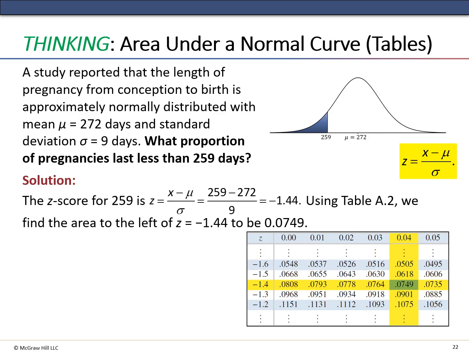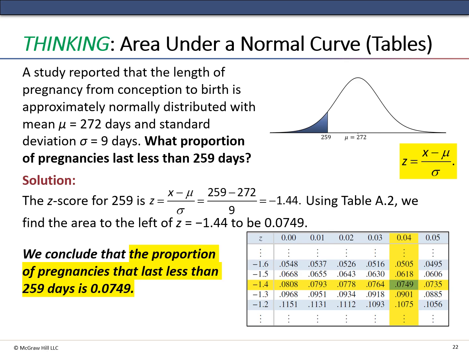So approximately 7.5% of pregnancies last less than 259 days. To say this exactly, and it's not that much difference, we conclude that the proportion of pregnancies that last less than 259 days is 0.0749. Just a little more accurate than 7.5%, but it's pretty much the same.